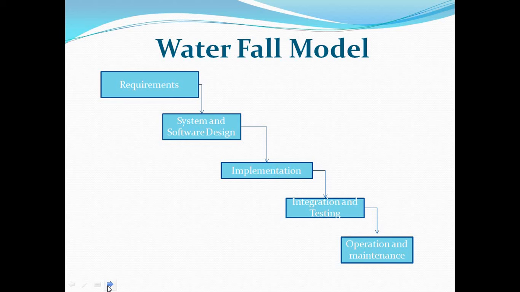The waterfall model consists of different phases. The first is the requirement phase. The second is the designing phase. Third is the implementation. Fourth is the iteration phase. The fifth one is the maintenance phase. So what happens in the waterfall model? We cannot go to the next phase unless the particular phase is completed. Therefore the waterfall model is very simple to understand, but it cannot be changed. Once a phase is completed, we cannot come back and we cannot change. So that is a disadvantage of the waterfall model.